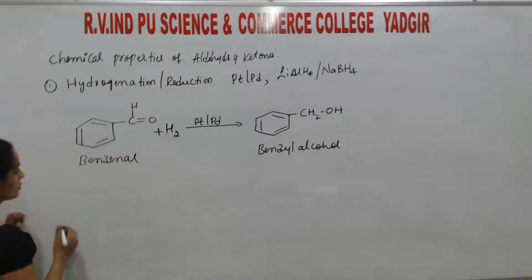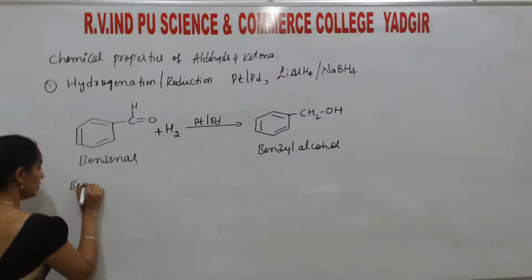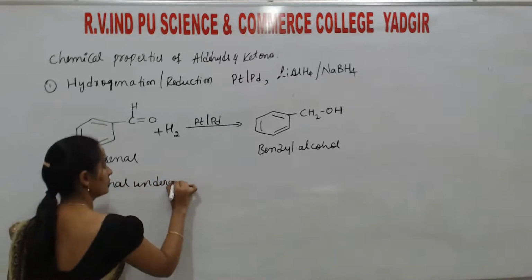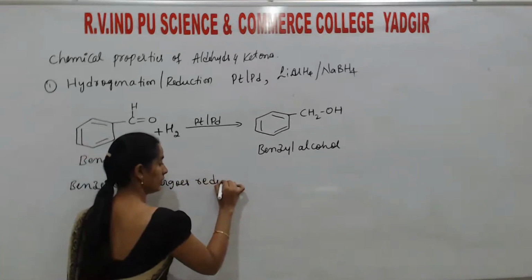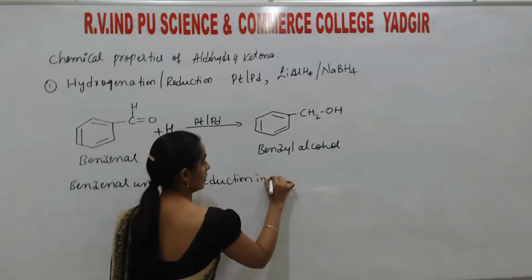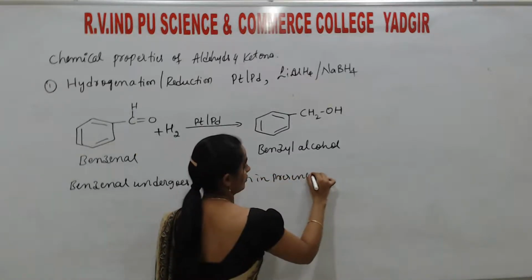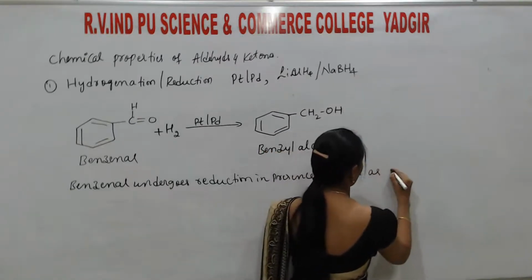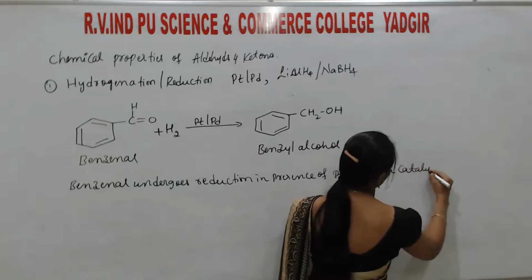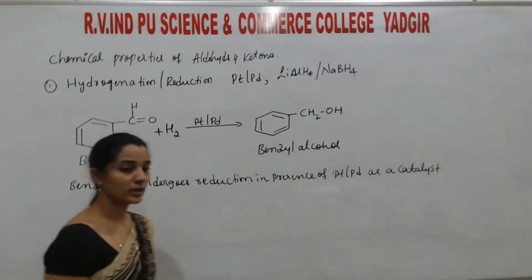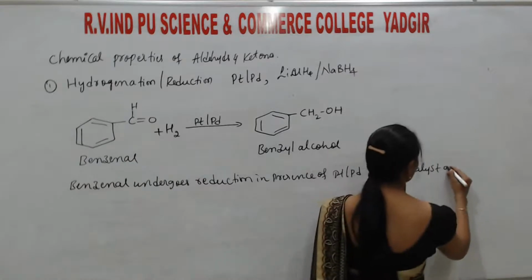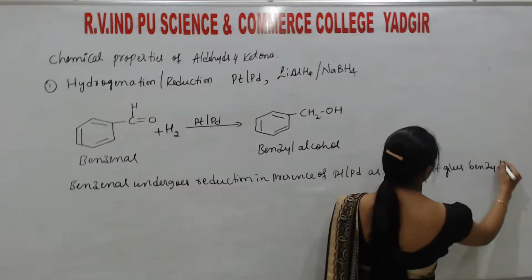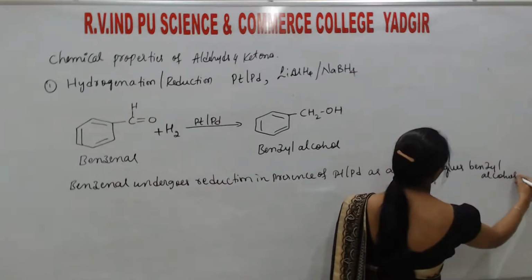So here you have to write: benzaldehyde undergoes reduction in presence of platinum or palladium as a catalyst, gives benzyl alcohol.